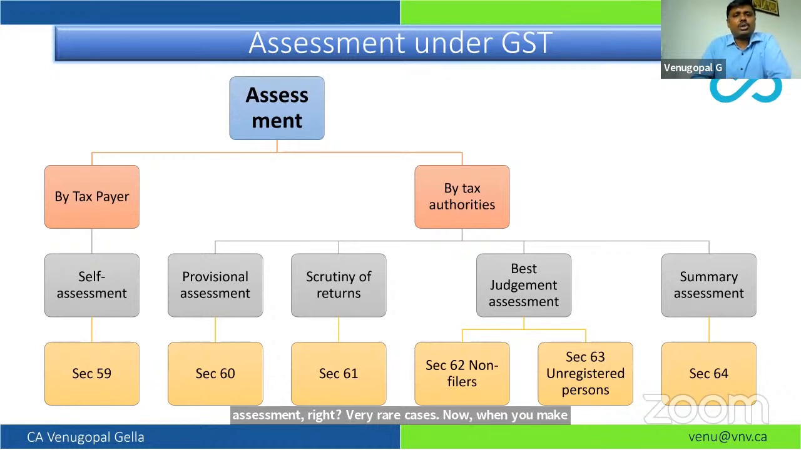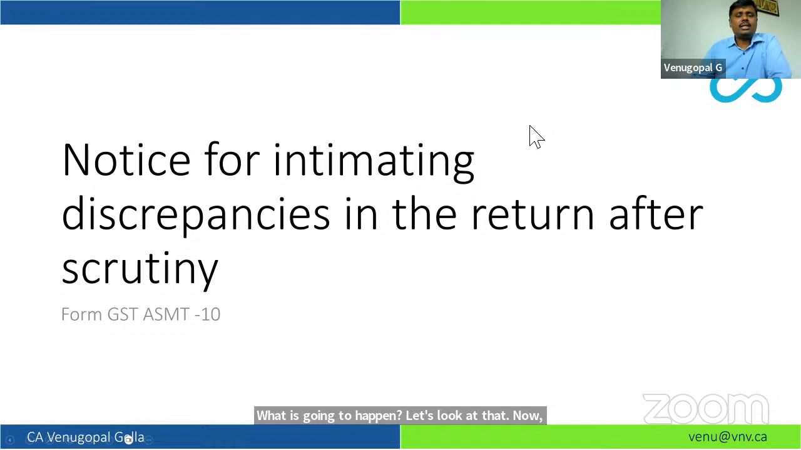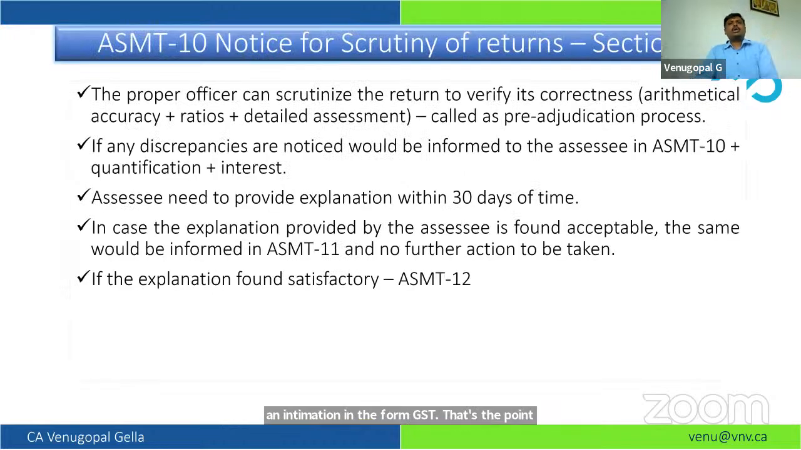Now, when you make your self-assessment, what is going to happen? Or when the department is going to scrutinize the return, what is going to happen? Let's look at that. Let's start with the scrutiny made by the department. When the department scrutinizes, they will give you an intimation in the form GST ASMT-10. That's the form.